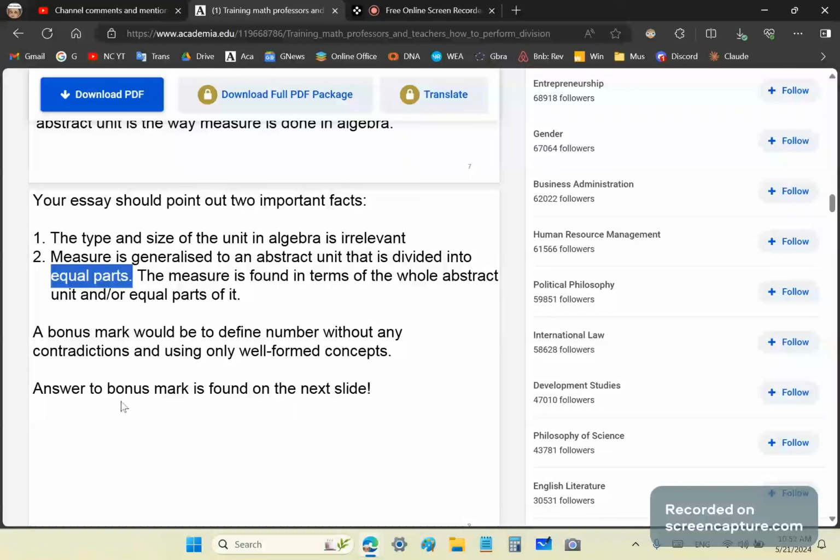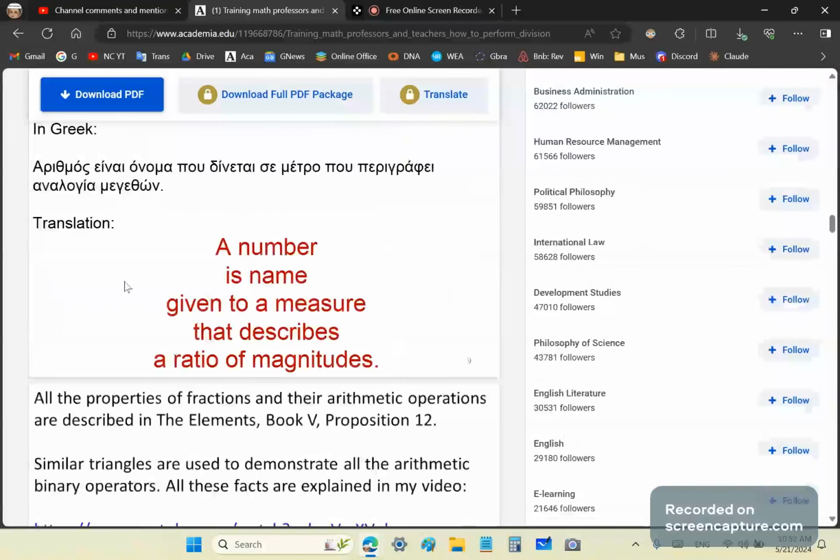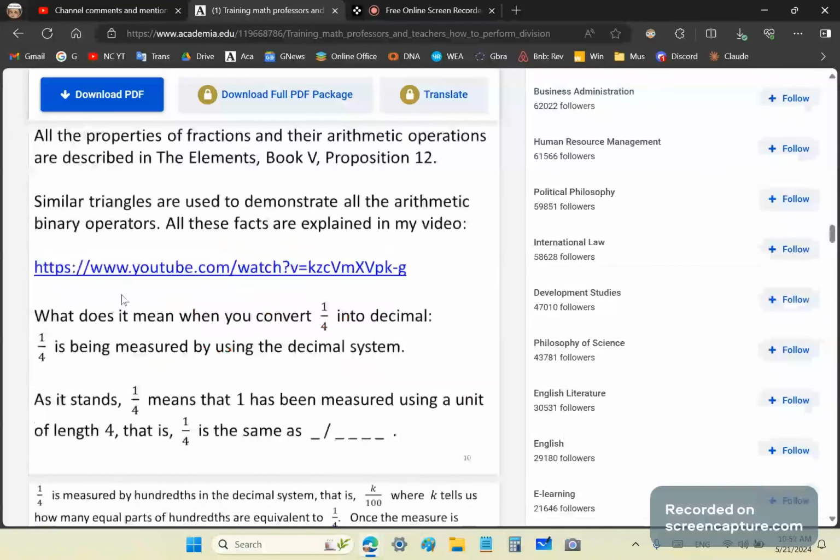I would give a bonus mark to anyone who can define number without any contradictions and using only well-formed concepts. The answer to the bonus mark is found on the next slide. I'm going to skip it. All the properties of fractions and their arithmetic operations are described in the Elements, Book 5, and Proposition 12. Similar triangles are used to demonstrate all the arithmetic binary operators, and these are all explained in this video here.